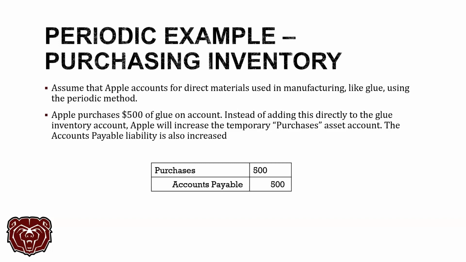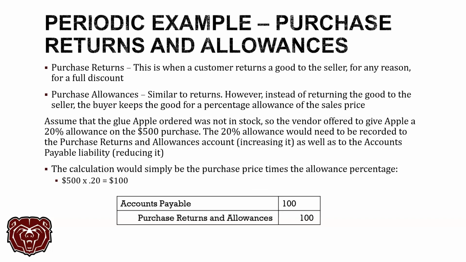So instead of adding this directly to the glue inventory account, we're not going to increase inventory directly. We're going to put this in this temporary purchases asset account. This is one of those special account types that we talked about in the first video, okay? We're going to put this in the purchases account, okay? And the accounts payable liability is also increased because we bought it on account, okay?